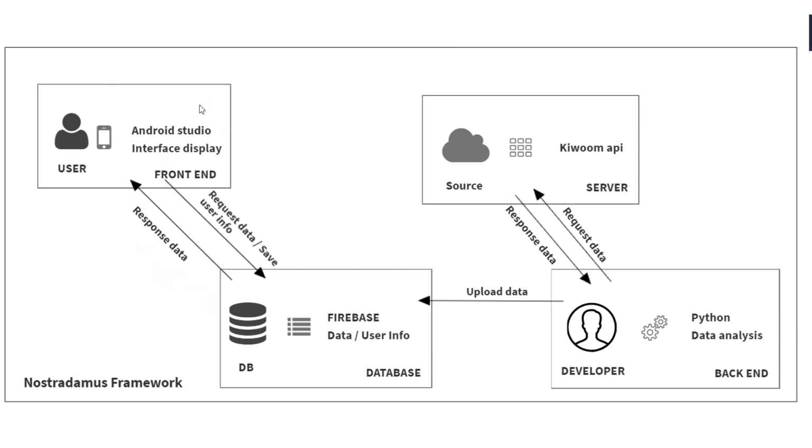The front end part is mainly the interaction between the user and the database. Users upload their own information by logging into the application, and request from the database and return data in response. The back-end part is mainly that the developer requests stock data from the Kiwoom server, and the server returns the data. Then the developer makes data analysis and uploads it to the database.